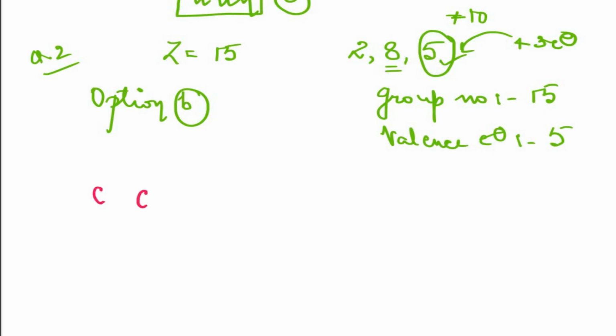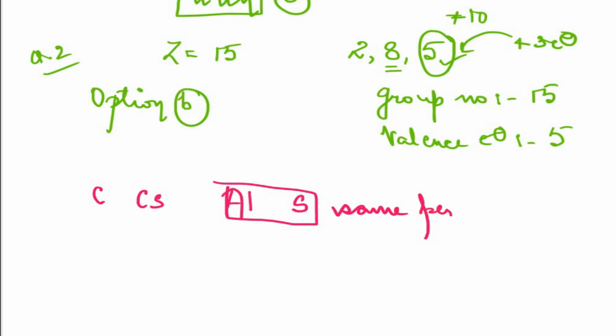Carbon, cesium, aluminium and sulfur is given. Now, aluminium and sulfur is in the same period, right? So there is no change in that. Now coming to carbon, carbon is a period above aluminium and sulfur. That is, if aluminium and sulfur is present in period number 3, then carbon is present in period number 2, right?